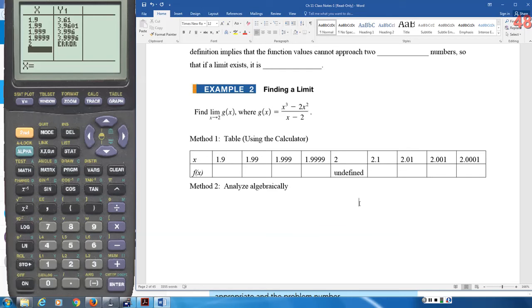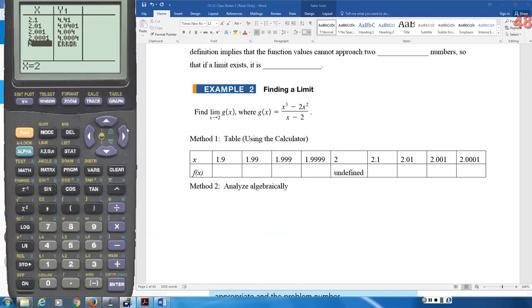And then I can continue starting again at 2.1, 2.01, 2.001, 2.0001, and again, that's because that actually is 2, it would give me an error. At that point, I'm finished filling in my table.